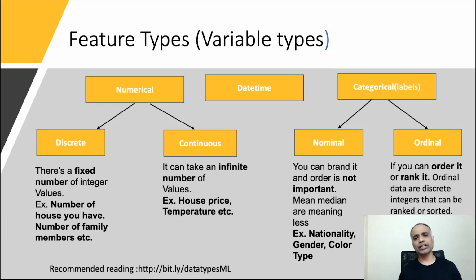The categorical data is the label data. Label data are of two types: one is nominal and one is ordinal. Nominal is where the order doesn't matter. For example, country names, gender and color type come under nominal data. And the ordinal type is where the order matters. Examples are designations and rankings, like first class, second class, third class. Here the order matters, so these are called ordinal data.